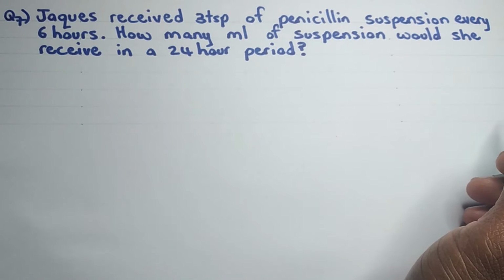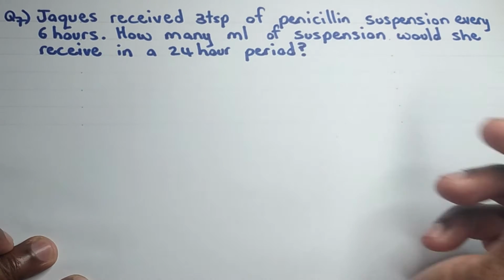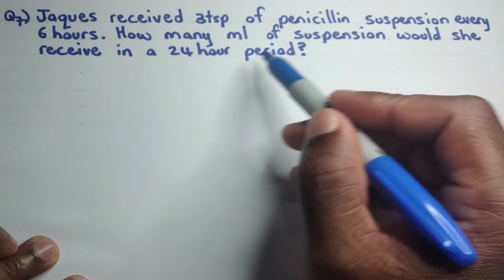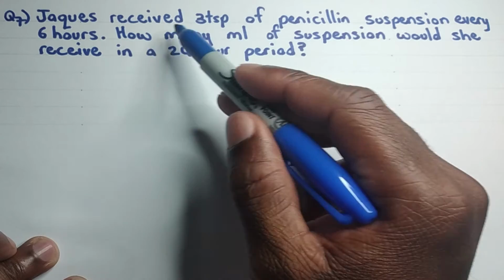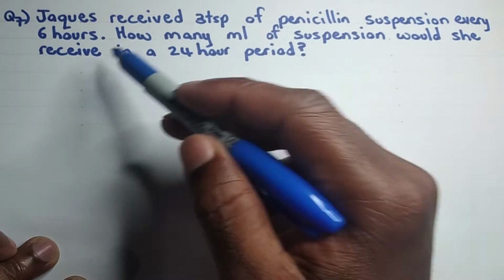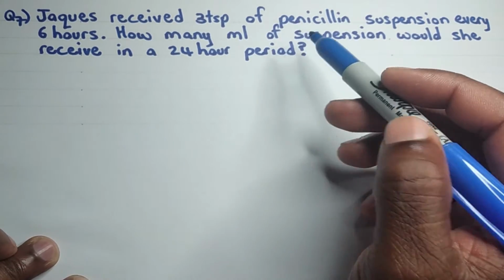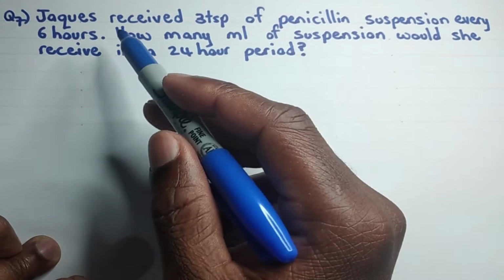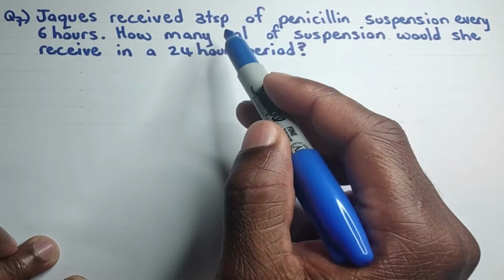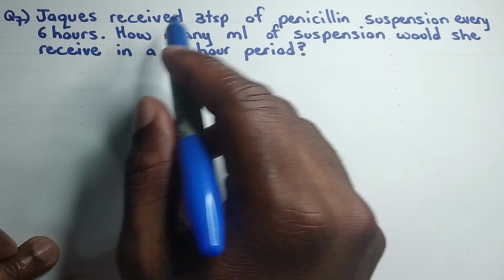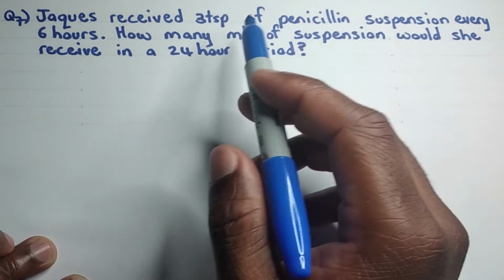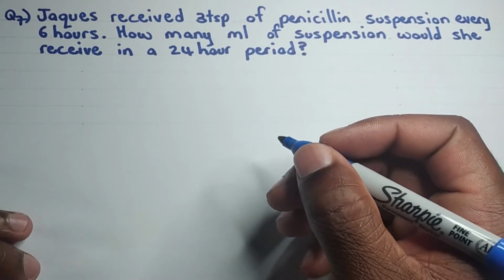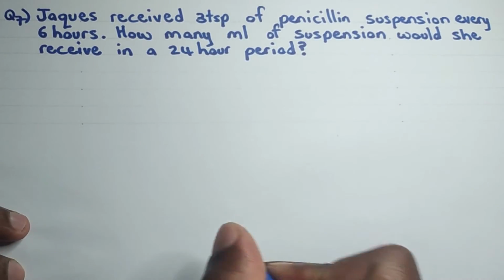So I want to know how many penicillin suspension she will receive in the 24-hour period. Now, notice that they ask us to give our answer in milliliters. So they say how many milliliters of suspension would she receive in a 24-hour period. So what we want to do first is to find out how many teaspoons of penicillin suspension she'll receive in the 24-hour period and then convert that amount to milliliters. So we can set this up using proportion as usual.